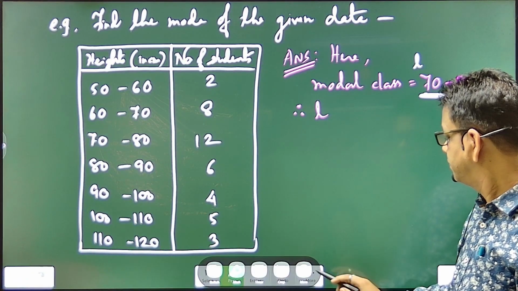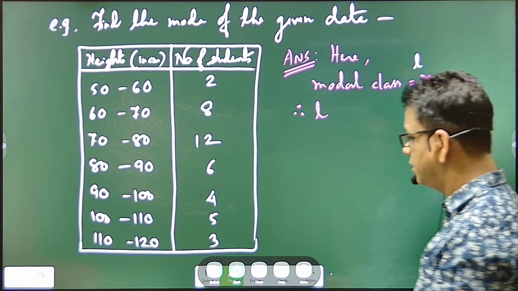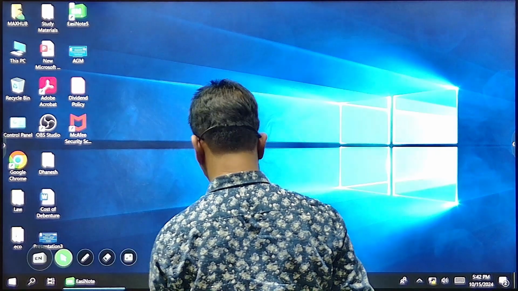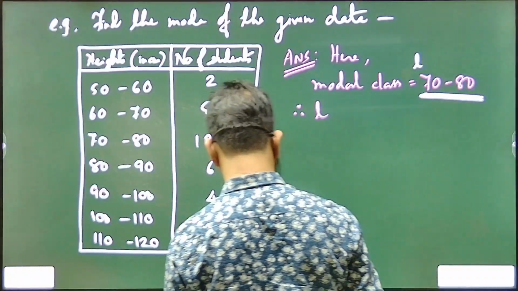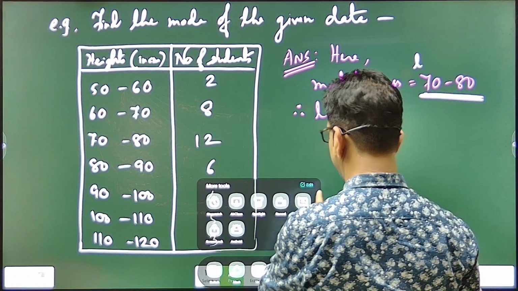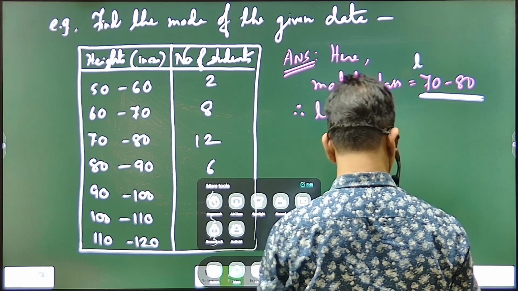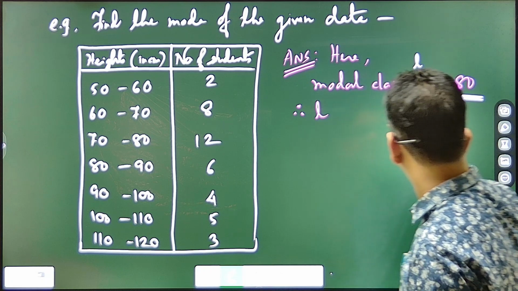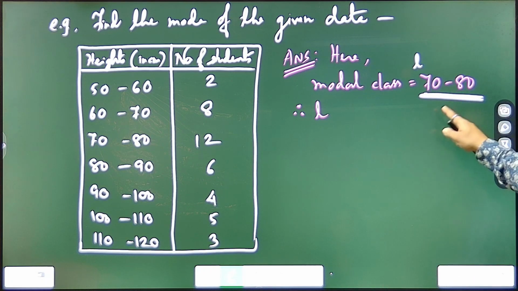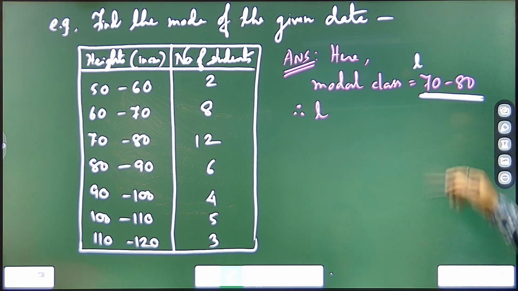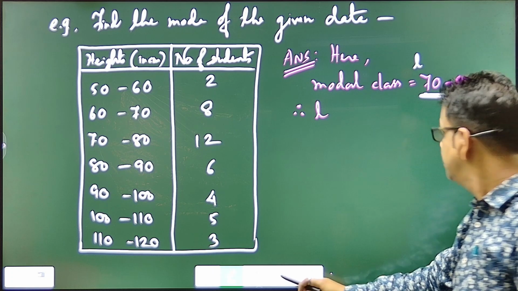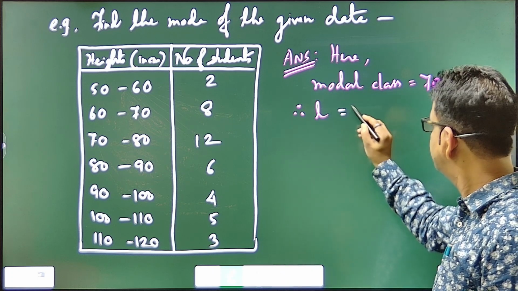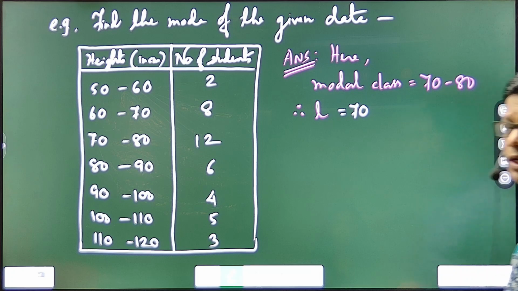So in the modal class 70 to 80, the smaller number is 70. So this 70 is the lower limit L. Now what is h?